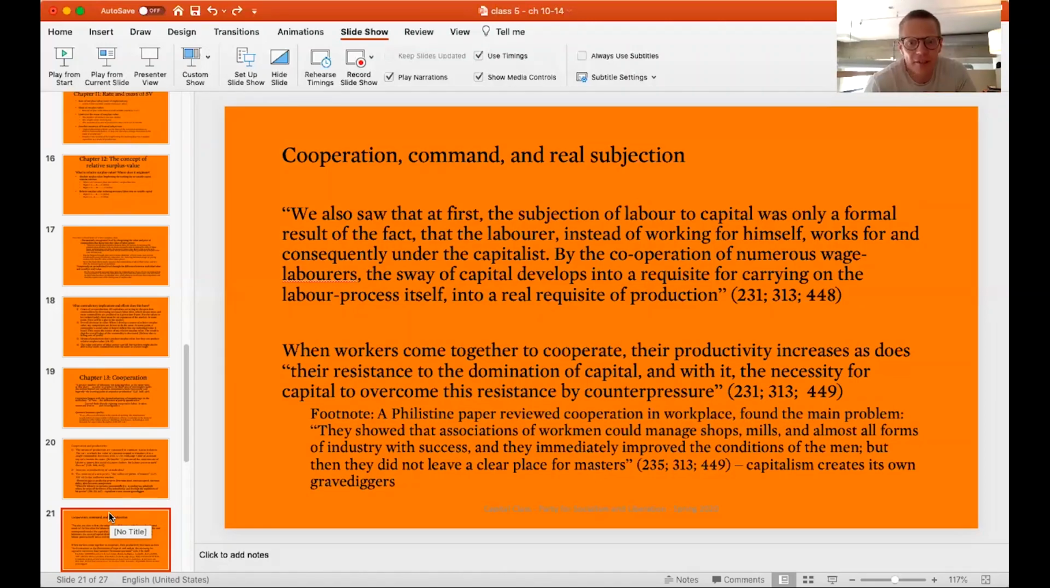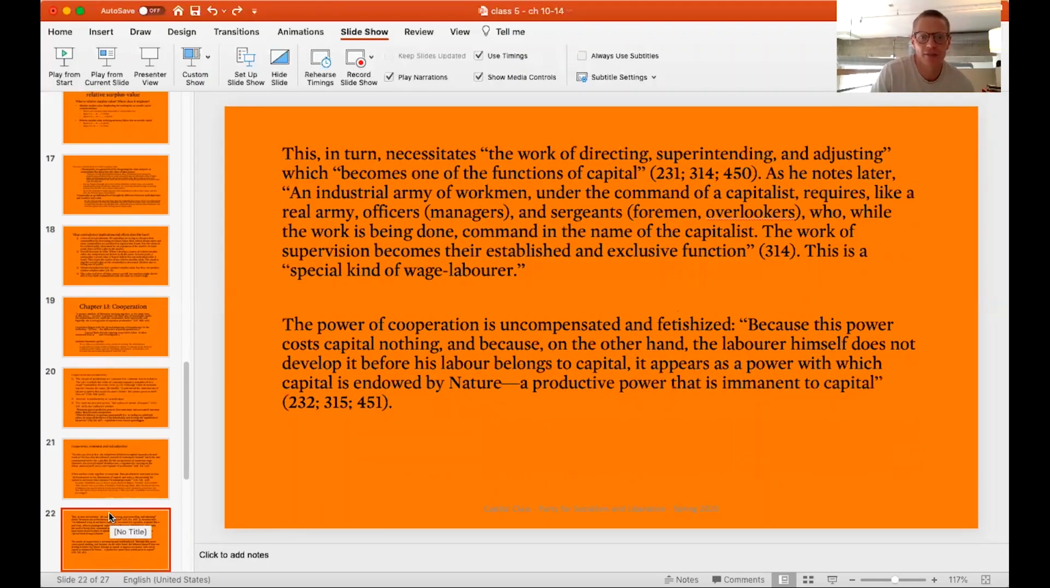And interestingly, in a footnote here, Marx notes that a Philistine paper looked at cooperation in the workplace, and it said, well, it's good for capital, but the problem is that it basically shows that workers don't need the capitalists, because they're the ones who are cooperating to produce this stuff. So there's another way in which capital creates its own grave diggers. And so all of this increases the need for directing, superintending, and adjusting the workplace, which becomes one of the functions of capital.